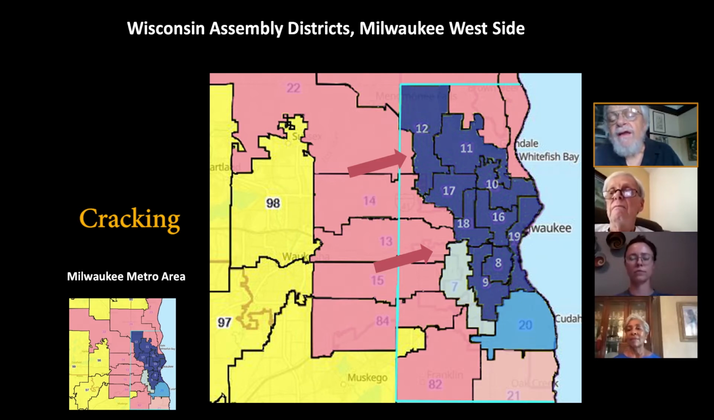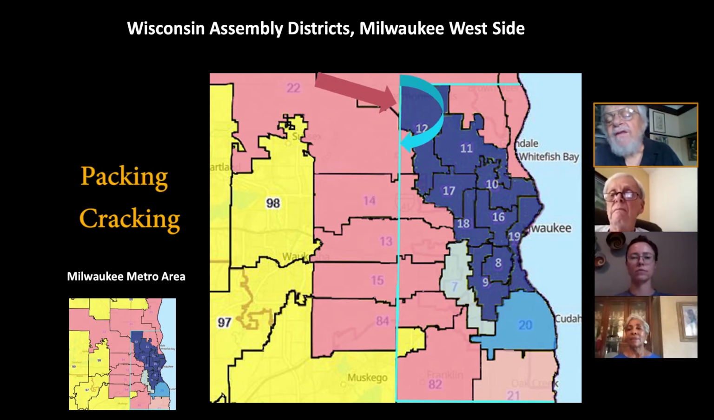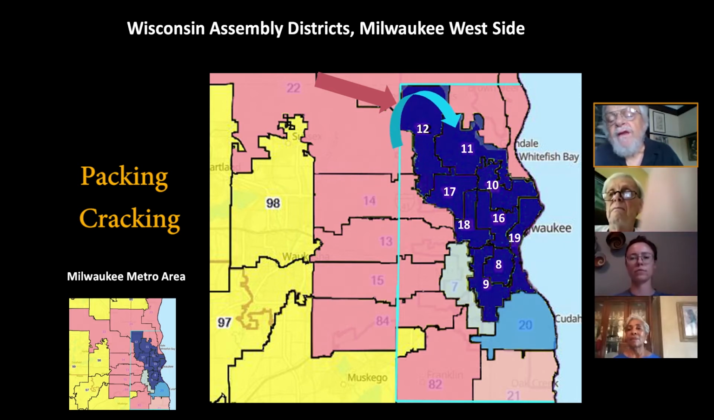So that's called cracking. And to make that possible, it's necessary to take other Democratic votes and make them in highly packed districts, which are the dark blue districts to the east. I mean, under the previous map, a lot of those dark blue districts moved up into the western parts of Dane County, of Milwaukee County there, and they were more competitive. So that's another effect of gerrymandering, is to get rid of competitive seats.